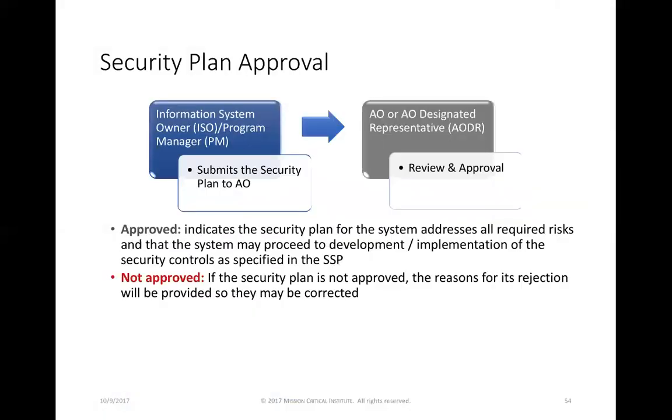Okay, so the security plan approval. Now you have the security plan with the continuous monitoring plan all in one package. The information system owner has been a part of putting this together, and now it gets submitted to the AO or the AODR for approval. Either the AODR or the AO approves it, which is generally how it works. If it's really messed up, they'll disapprove it, or they won't approve it and they'll send it back with recommendations for improvement.